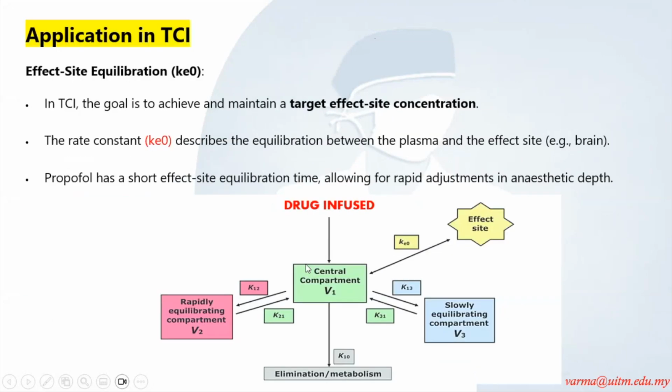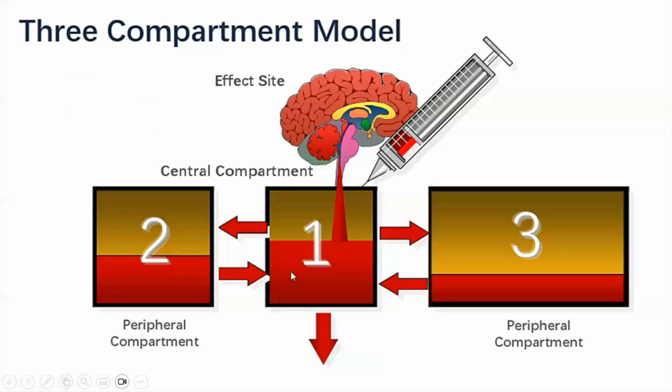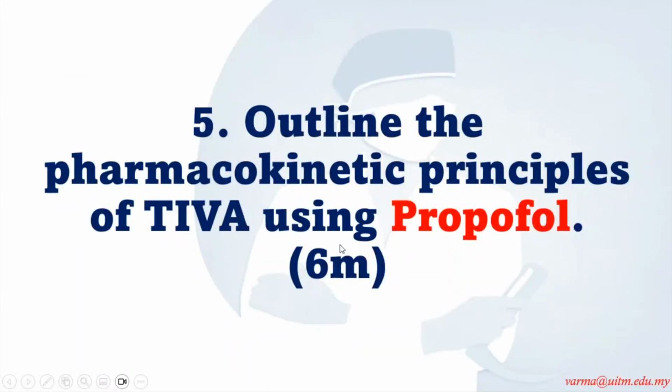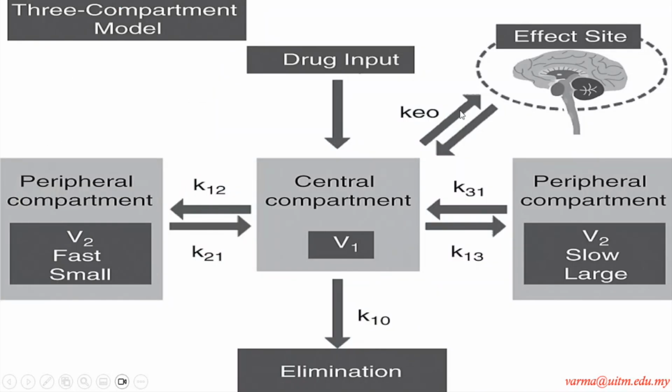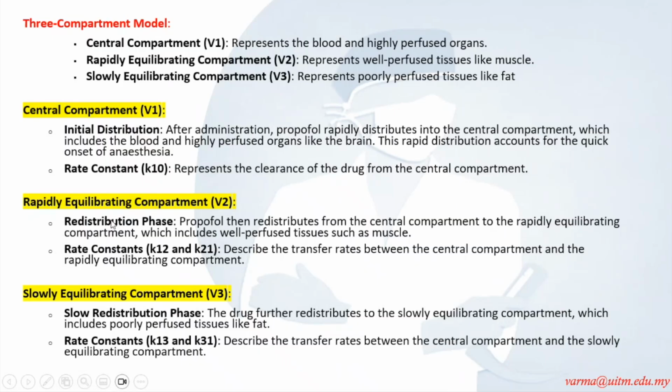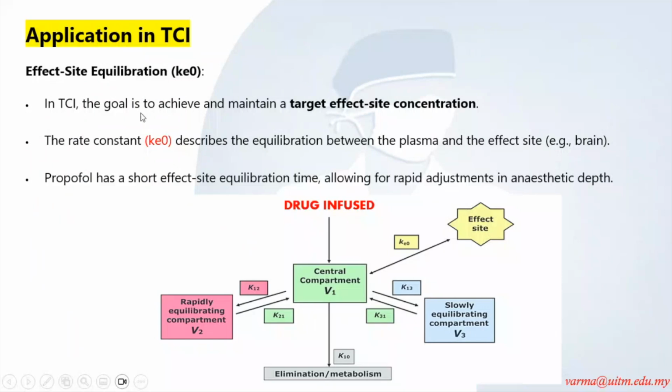Okay, understand? So now just to supplement or end it, because the question asked for principles of TIVA using Propofol, you're going to talk about the application in TCI. You already explained the pharmacokinetic principles, but you want to mention how these principles are applied in TCI or TIVA. You want to talk about effect site equilibration, which is the part that we are interested in, Ke0. Because you see here, I haven't mentioned Ke0 yet. So in TCI, the goal is to achieve and maintain a target effect site concentration. The rate constant Ke0 describes the equilibration between the plasma and the effect site, this part.